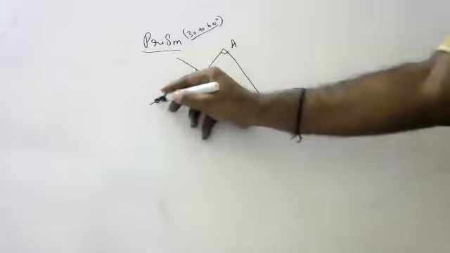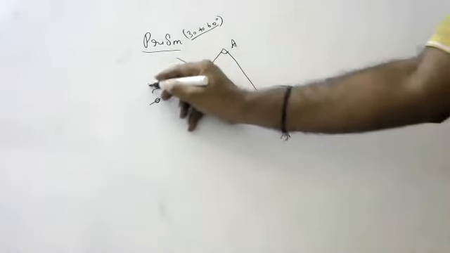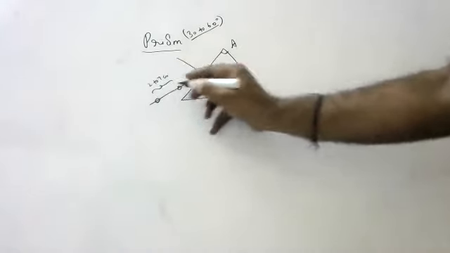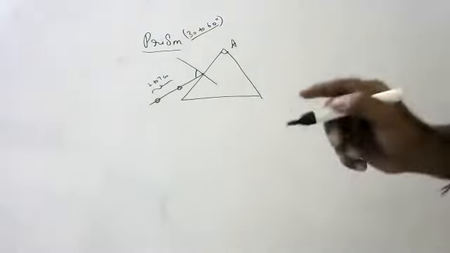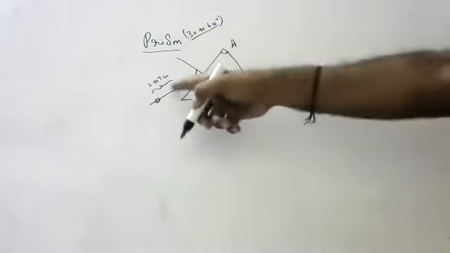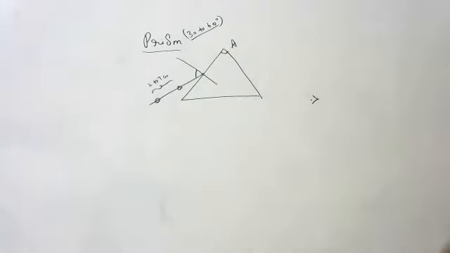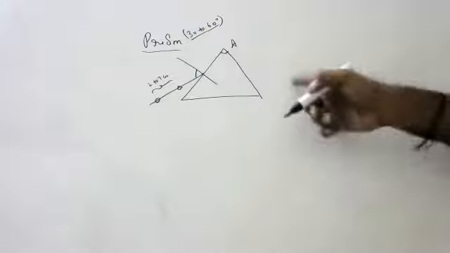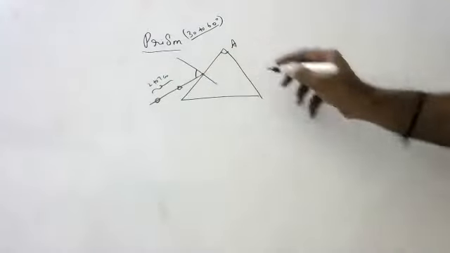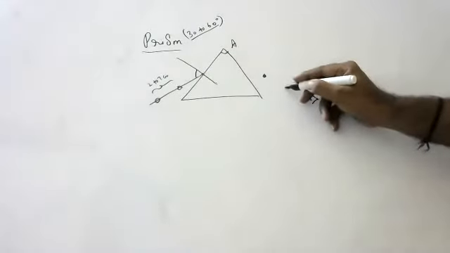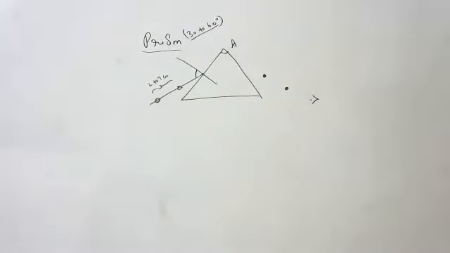Now here you keep two pins, at a minimum distance of 2 to 7 centimeters. Two pins you keep here. Then see from the other side of the prism. Here your prism is there. When you see from the other side, these two pins will appear somewhere. Wherever you see them appearing, you put two dots there.